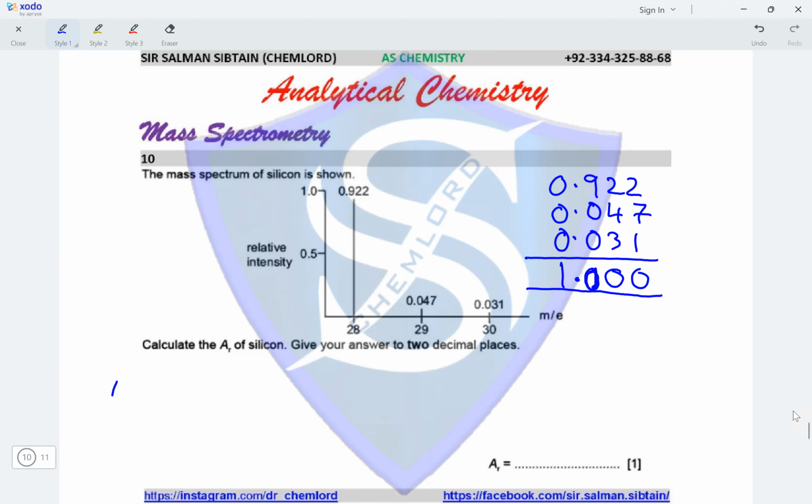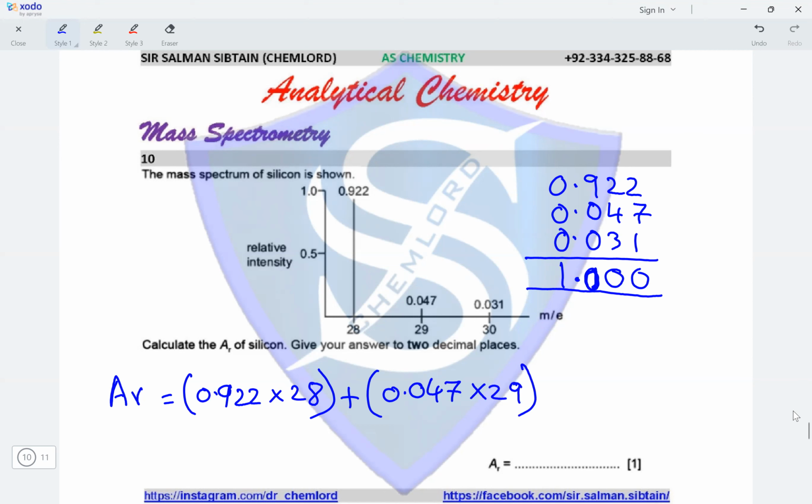In order to calculate the Ar, we would have 0.922 multiplied by 28 plus 0.047 into 29 plus 0.031 into 30. When we add these values together, we get an Ar value of 28.11 for silicon.